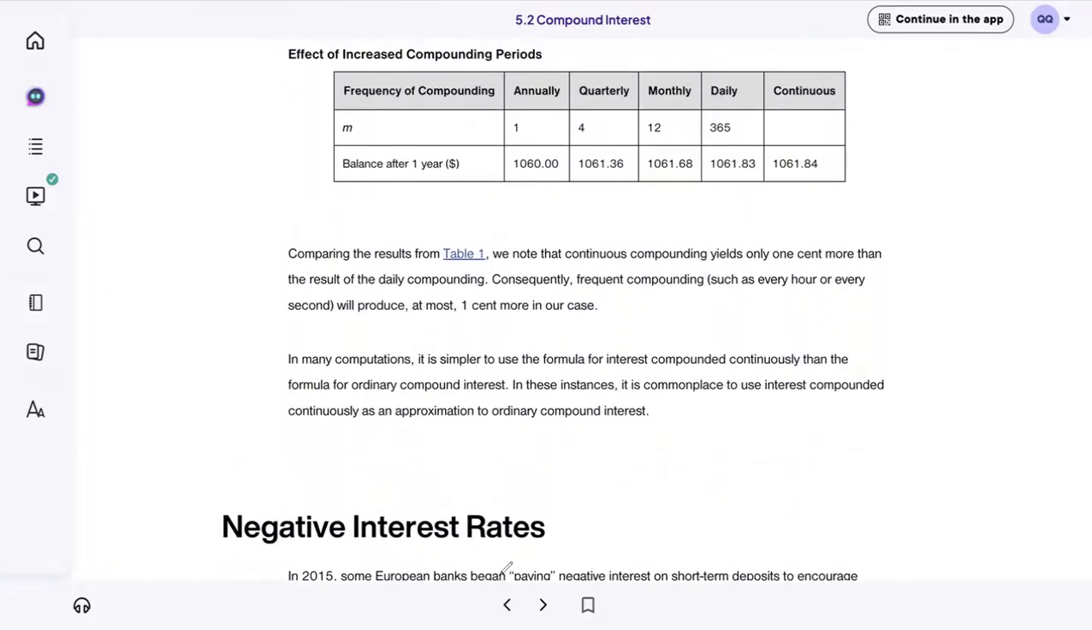Okay, so let's see this table, this comparison. If you compound it annually, that's only 1,060, so the interest is $60. If it's compounded quarterly, the interest is 61.36 cents. If you compound it monthly, 61.68 cents. Compounded daily, 61.83 cents. Compounded continuously, 61.84 cents. So the bigger the number of compound periods, the more money of the investment.